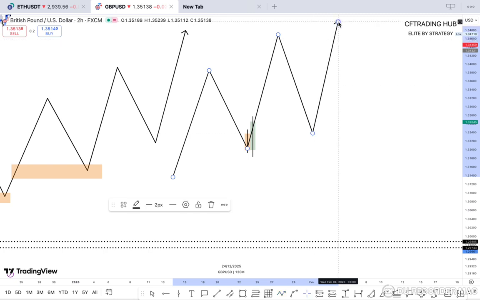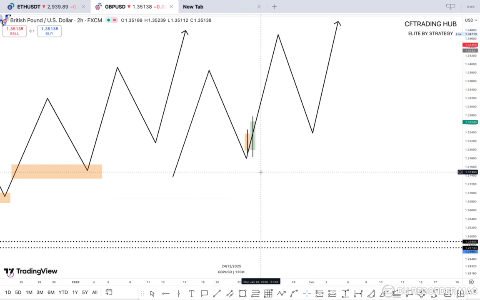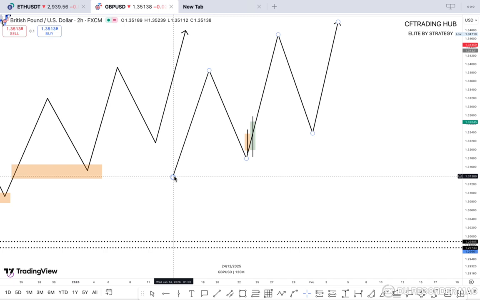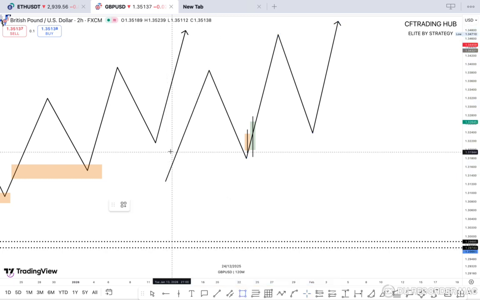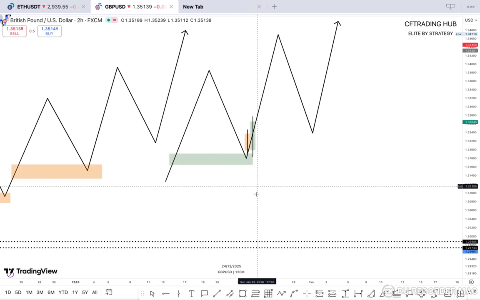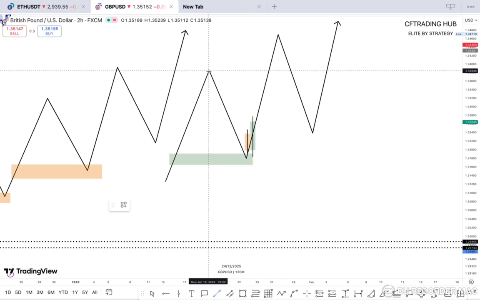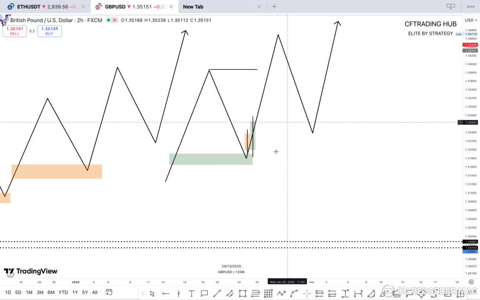Now, what you're about to note over here is this. Whenever you have a break of structure, like I said, the demand zone actually sponsors a break of structure, right? This is a demand zone over here. That actually sponsored the break of structure over here. It sponsored the break of structure we had over here.